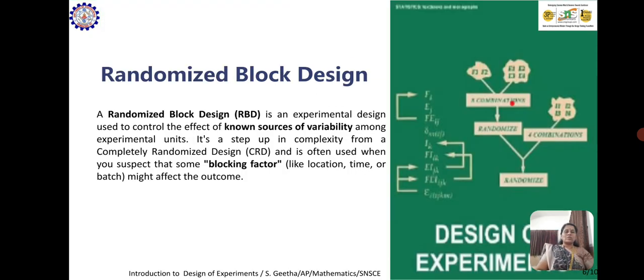Randomized block design is an experimental design used to control the effects of unknown sources of variability among experimental units. It is a step up in complexity from a completely randomized design and is often used where you suspect that some blocking factor like location, time or batch might affect the outcome.